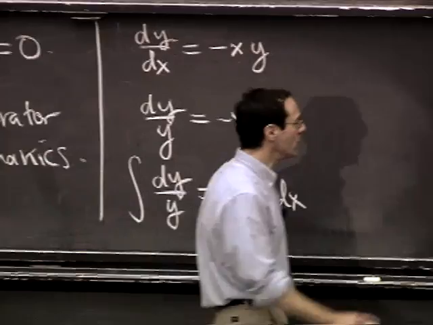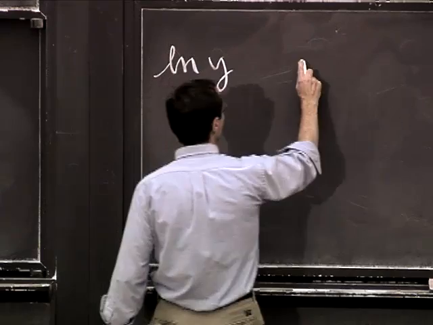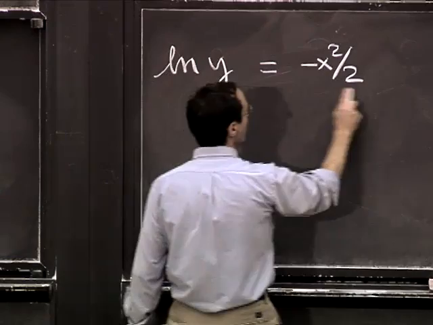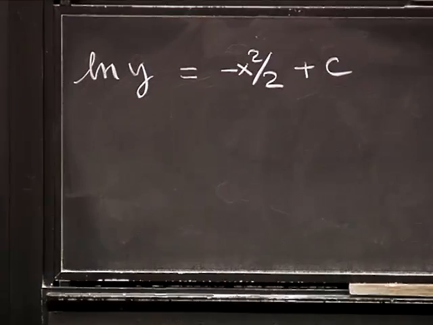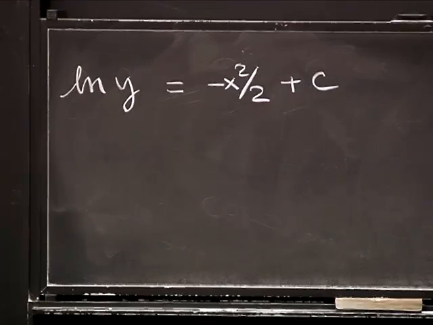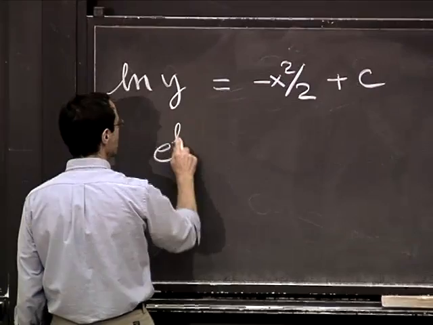So the antiderivative here is natural log of y, and the antiderivative on the other side is minus x squared over 2, and they differ by a constant. So we have this relationship here. All right, now that's almost the end of the story. We have to exponentiate to express y in terms of x. So e to the log y is equal to e to the minus x squared over 2 plus c.